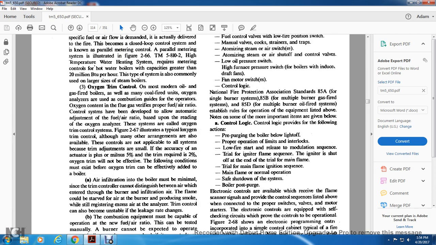National Fire Protection Association standards 85A for single burner systems, 85B for multiple burner gas-fired systems, and 85D for multiple burner oil-fired systems establish rules for operation with the equipment listed above. Note some of the more important items given below for the control logic. Control logic provides the following actions.